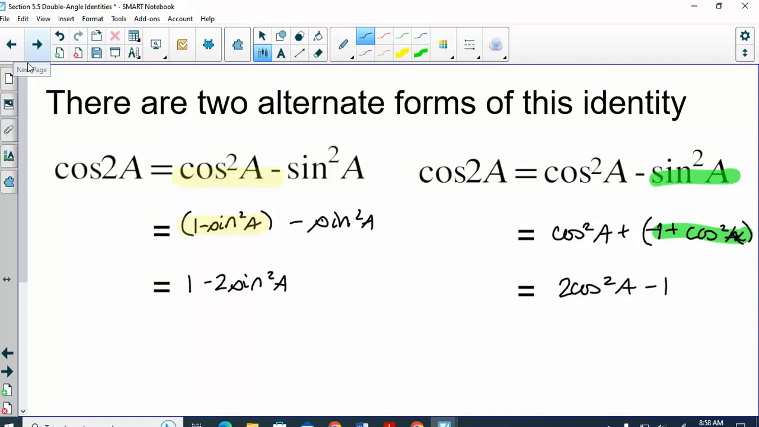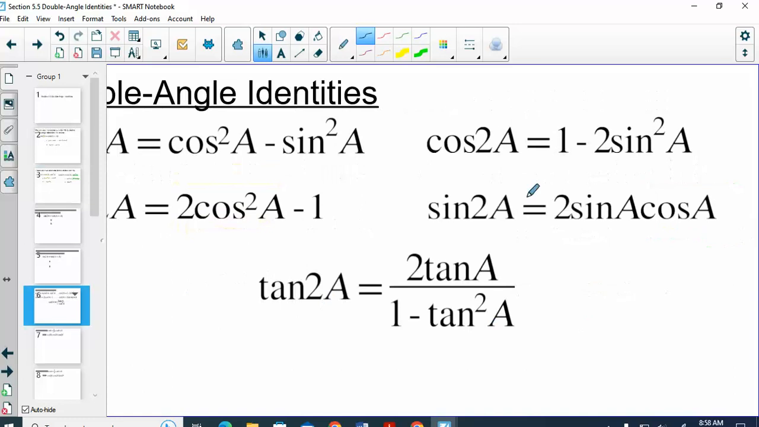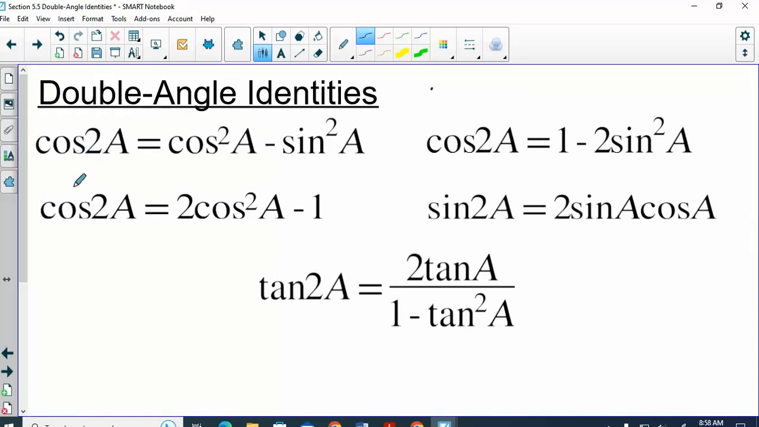The sine double angle formula is found the same way. Use the sine sum formula and expand that. Same thing with tangent. So these are all of the double angle identities. Cosine has 3 options because of what I just showed you. Sine and tangent only have 1. Just like the others, these are all on the formula sheet, so you don't have to memorize anything. You just have to be able to use them.